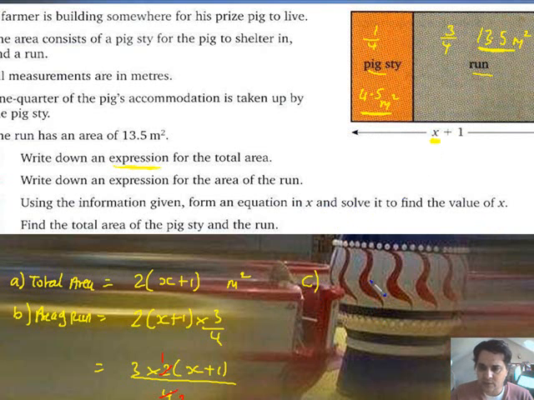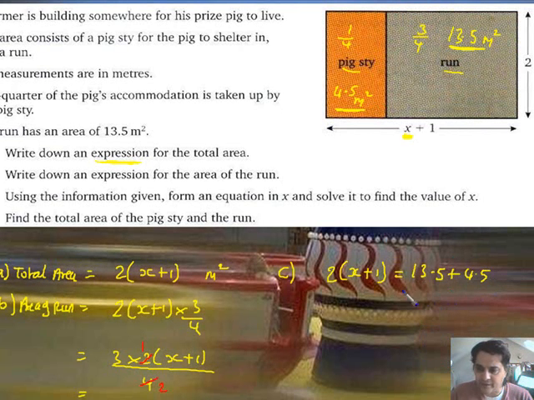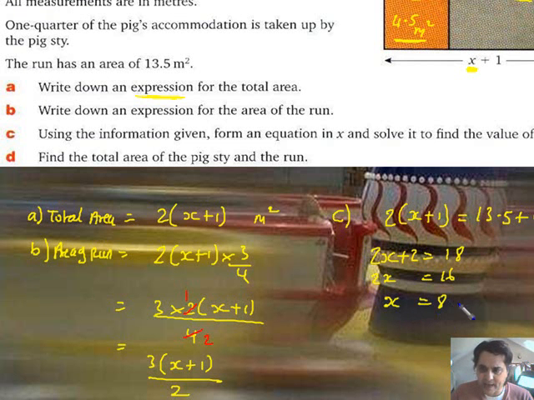Right, form an equation. The whole area is going to be 2 bracket x plus 1, and that comes to this plus that. So that's going to come to 13.5 for the run area plus 4.5 for the sleeping area. Multiply this out. 2x plus 2 equals 18 meters squared altogether. So 2x is going to be 16, subtracting 2. X equals 8 meters, and that's for the x alone.